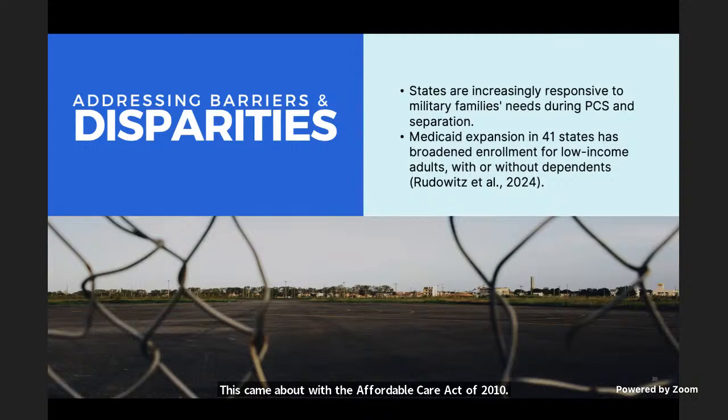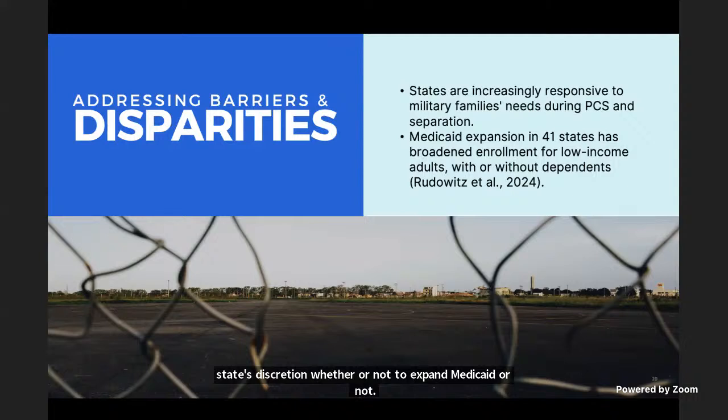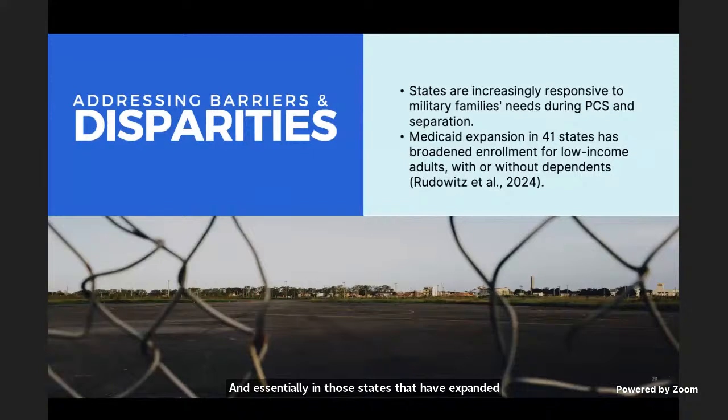So we're about 10 years in. And we see that 41 states have broadened enrollment by allowing for what is called Medicaid expansion. Well, wait a second. I mean, 41 states out of 50? Yeah, because we know that Medicaid is a state and federal program. And so it's at the state's discretion whether or not to expand Medicaid or not. And essentially, in those states that have expanded Medicaid, individuals with or without dependents, adults, can earn to almost 138% of the federal poverty level. In other words, have low-income jobs and receive this health insurance.